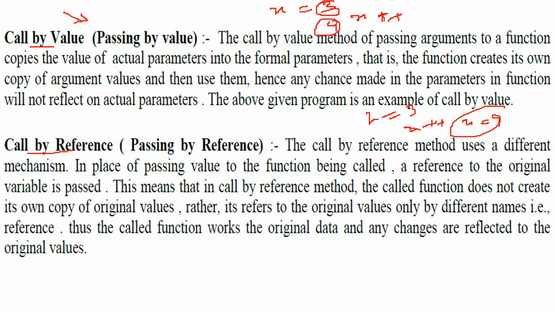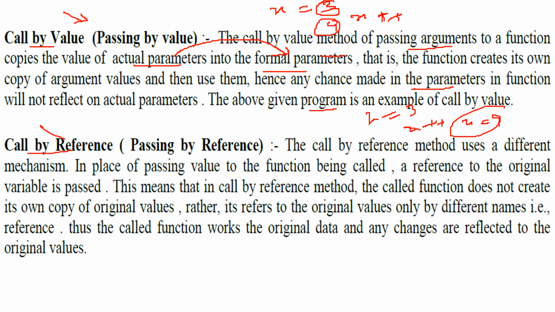In call by value, we pass the arguments to a function, and it will just copy the value of the actual parameters to the formal parameters. That is, the argument will create its own copy. So any modification that has been done to the formal parameters will not be reflected in the actual parameters. The addition program we have just seen is an example of call by value. But now, call by reference has a different mechanism.